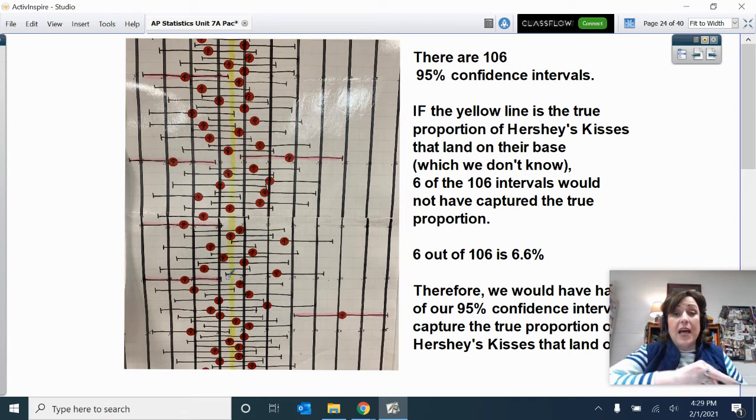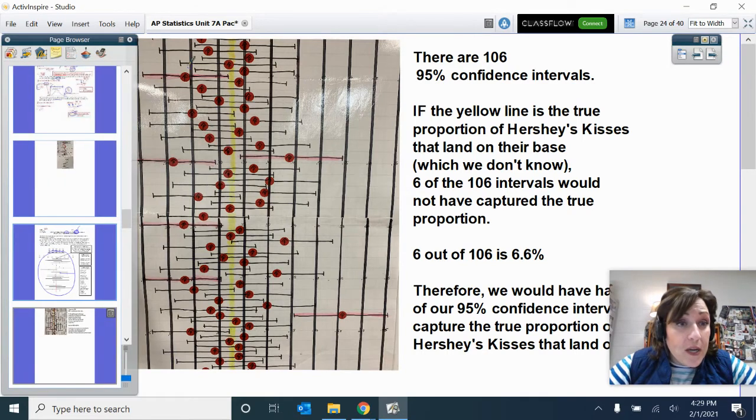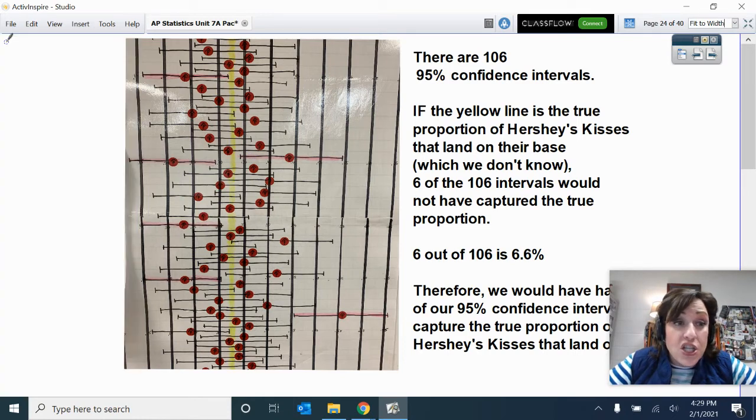So if that yellow line is the true proportion of Hershey's Kisses that land on their base, then here are the pink ones. These pink ones, there's 6 of them, maybe 7. 1, 2, 3, 4. 1, 2, 3, 4, 5, 6. Okay, so there's 6 of them, and they did not contain that amount. So 6 of those 106 intervals that did not capture that yellow line is 6.6%.